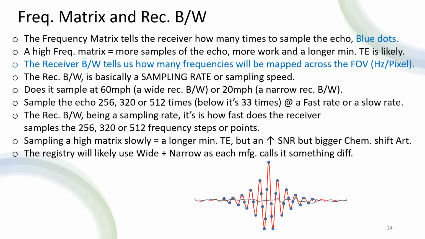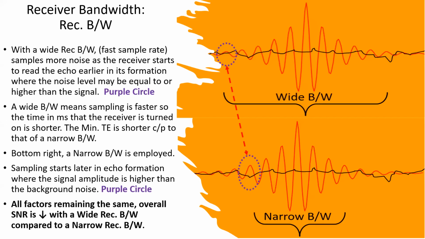Okay, so if you're going to sample the echo 256 or however many times at a fast rate or a slow rate, you're going to be done with that echo sooner. So sampling a high matrix slower is going to mean your minimum TE is going to come up. So a narrow bandwidth sampling a high matrix means you're going to get better signal to noise, but your minimum TE is going to bump out and your chemical shift is going to get worse. So again, the registry is more than likely going to use wide and narrow. So don't get crazy trying to learn all three of them for the registry. I would hope to keep it fair, they're going to use wide and narrow.